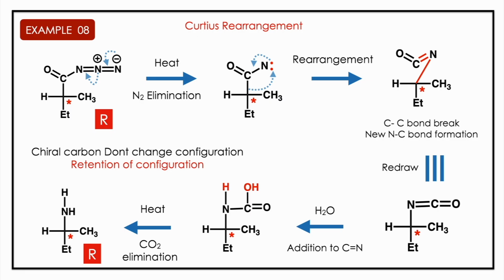Here NCO forms. Then you are adding the water. Water leads to an addition reaction at the carbon–nitrogen double bond, which gives the H and OH. Then you are heating it up. You end up with CO2 removal for the same reason, that the carbon is attached to many heteroatoms. The important thing is you are not changing the configuration, that is R configuration. So the starting material is R configuration, and the product is also R configuration. That suggests that Curtius rearrangement doesn't change the chiral carbon; retention of configuration happens.